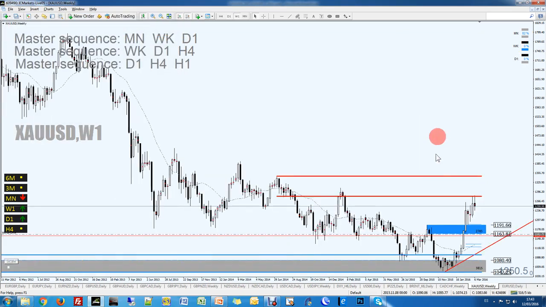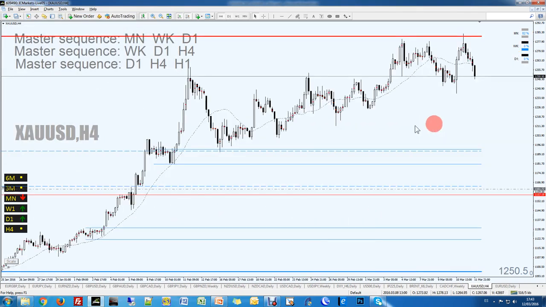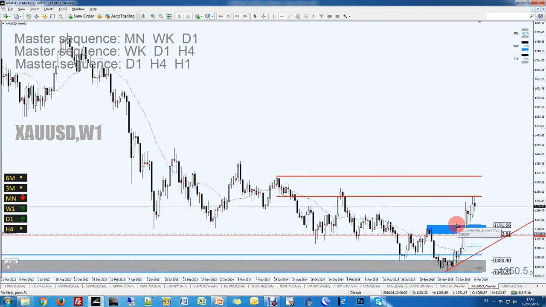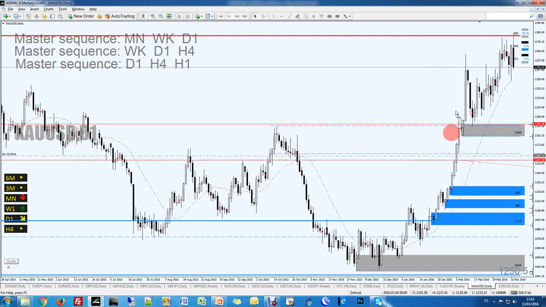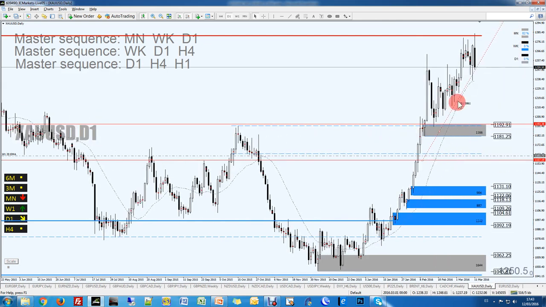Once this area is taken out on the weekly here, as you can see, this is a weekly area here. Let's place a horizontal line there. This is a taken out daily area. And then if you are doing intraday trading, you can say, okay, I will start using the daily, daily, 4-hour, 1-hour sequence.